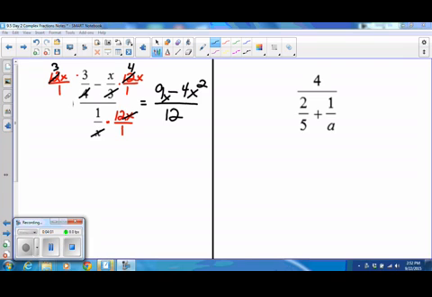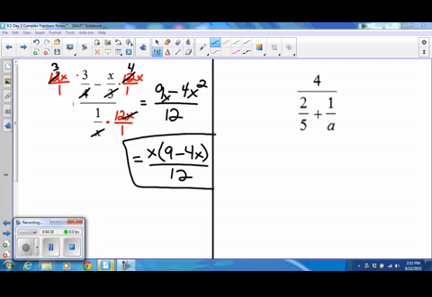We can factor a greatest common factor out of the top, right? What is my greatest common factor in the top? x. And then what am I left with? 9 minus 4x over 12. I can't simplify that any further. That's it. That's my answer. Questions?